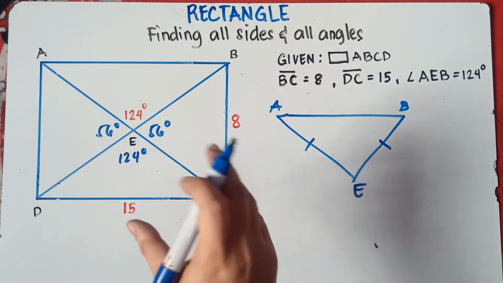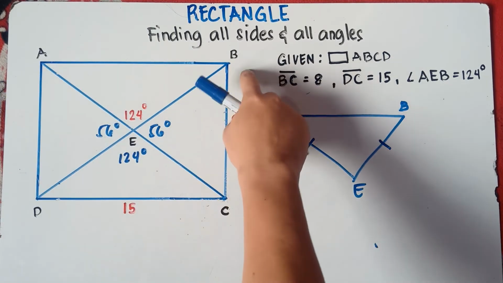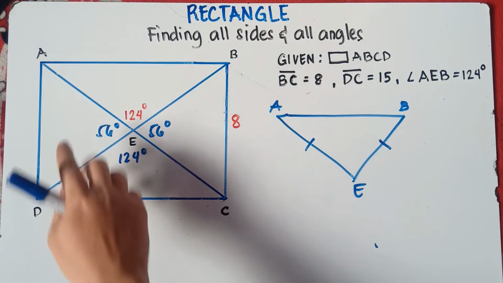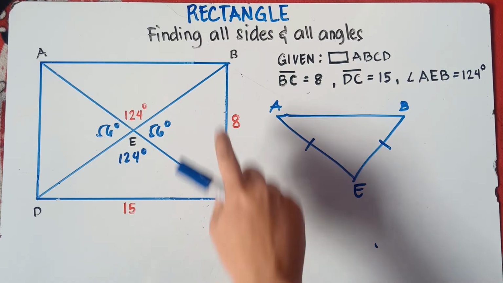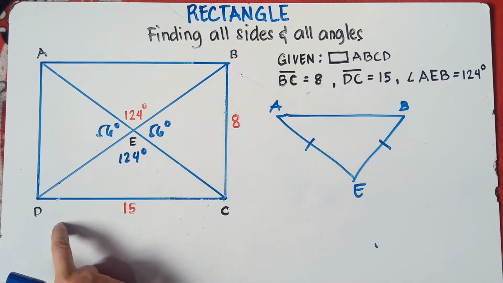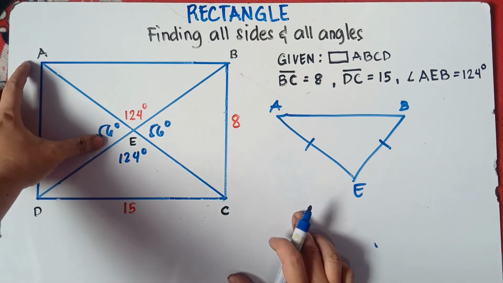Okay, they cut themselves into two equal parts. And this diagonal AC and this diagonal BD, they are congruent, class. Once again, if AC is 20, therefore BD is also 20. And if they cut themselves into two equal parts, therefore this AE is 10.